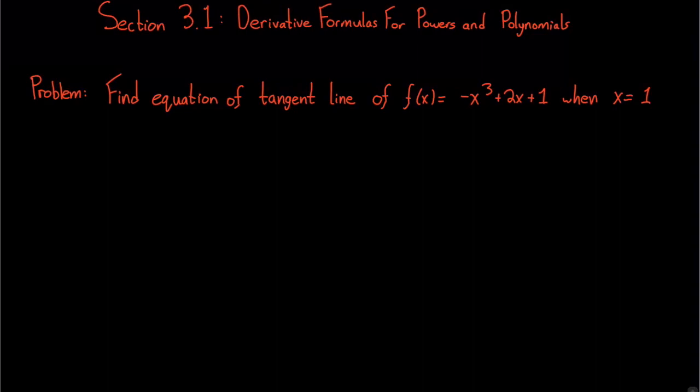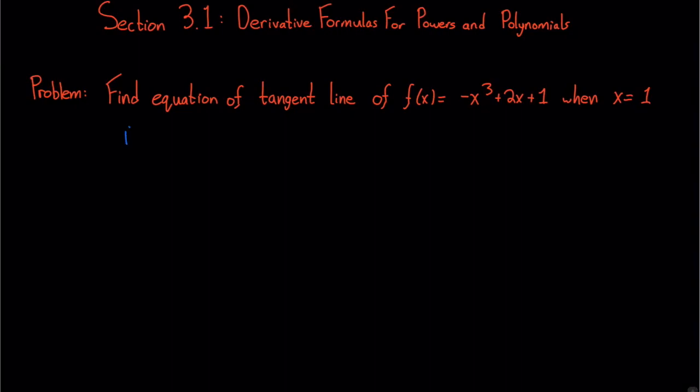Alright, let's look at a problem that utilizes the power rule. It states, find the equation of the tangent line when f of x equals negative x cubed plus 2x plus 1 when x equals 1. The first step: we're given half of the point, x equals 1. We want to find the full point, so we're going to plug 1 into our function. And we're going to find our other point, which is 2. So now I have one point, 1 comma 2.